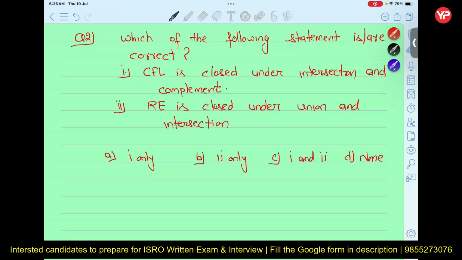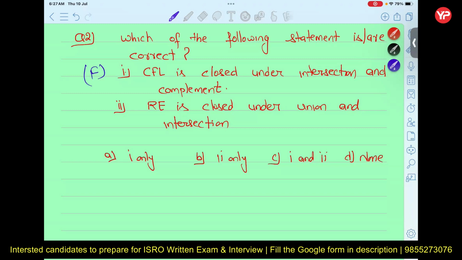Now the first statement is: CFL, that is context free language, is closed under intersection and complement. If I talk about CFL, CFL is not closed under intersection and not closed under complement. But the statement says that they are closed. That's why the first statement is false.